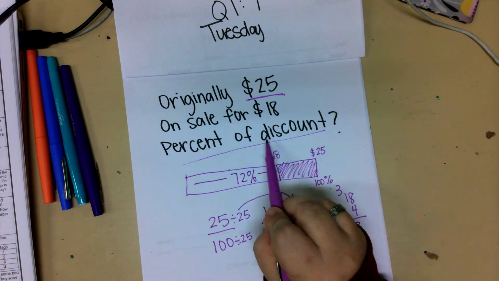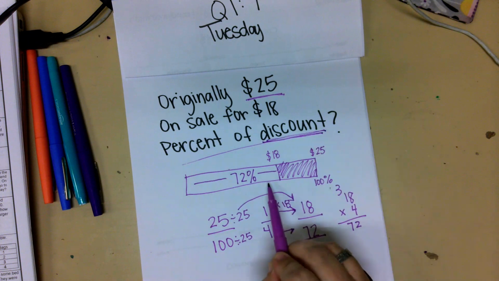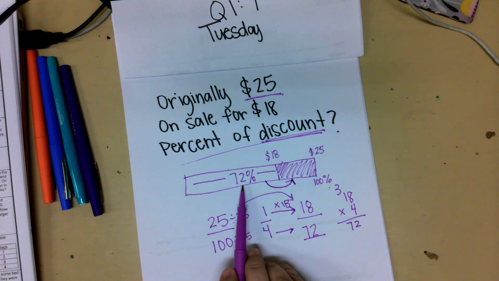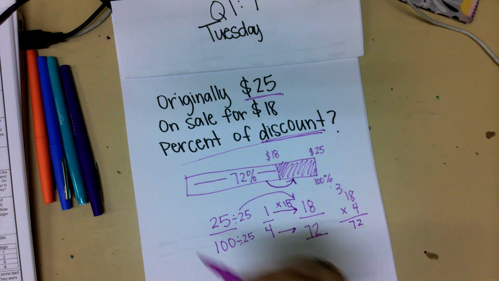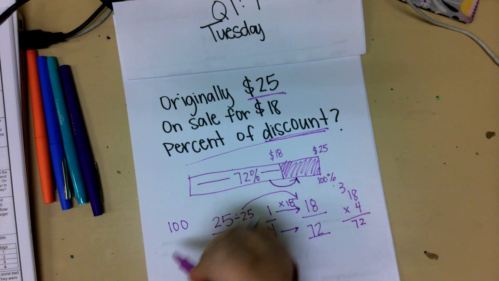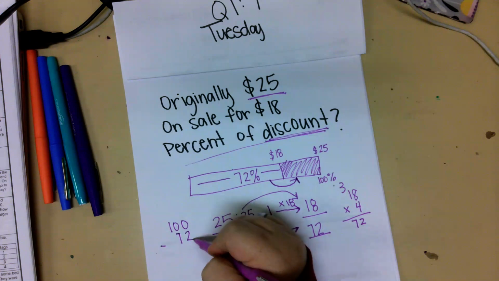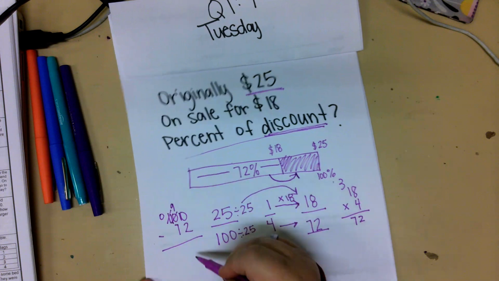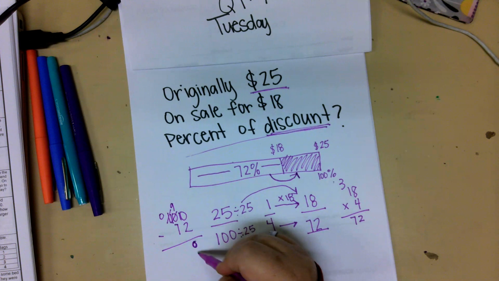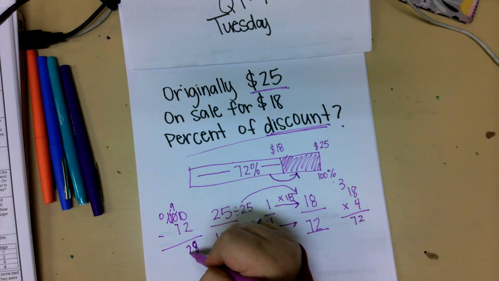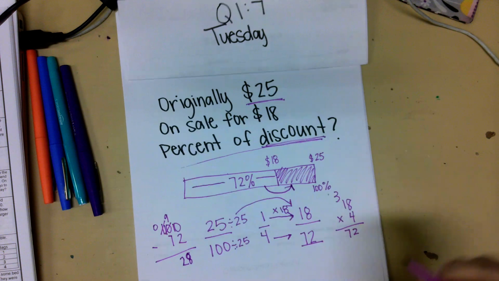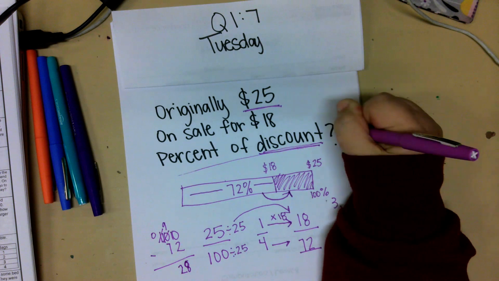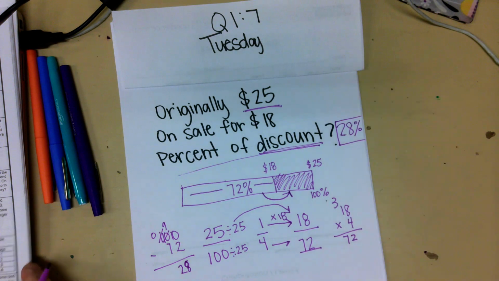But what they want to know is what's the discount. So I need to figure out what this portion is. And now that I know the 72, I can just subtract that from 100 to find out what kind of discount I got. Sorry, that's 8 and a 2. So our discount was 28% for this item. Okay, all right, great job today.